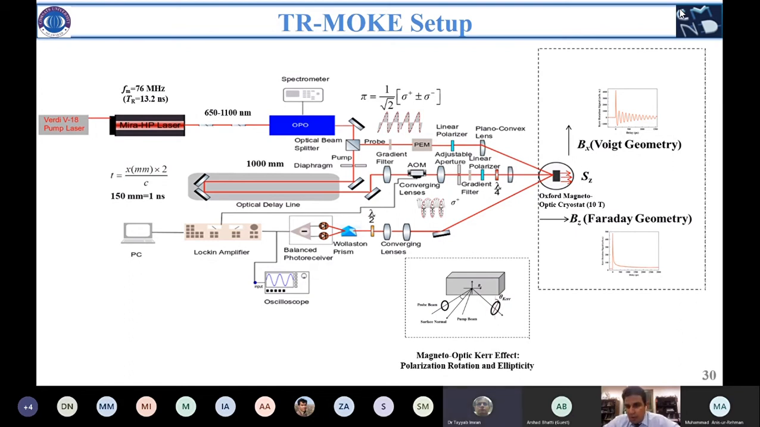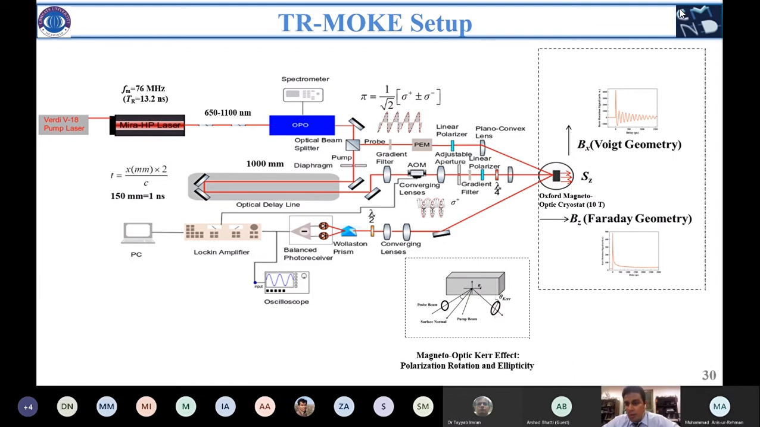So this is the magneto-optic cryostat. This cryostat could provide temperatures down to cryogenic temperatures of about 2 kelvins. The highest magnetic field that it could provide was about 10 Tesla in each direction, Voigt geometry and Faraday geometry. The sample was placed within the cryostat, and the magnetic fields were applied. The delay line is also one of the most important components of this setup.